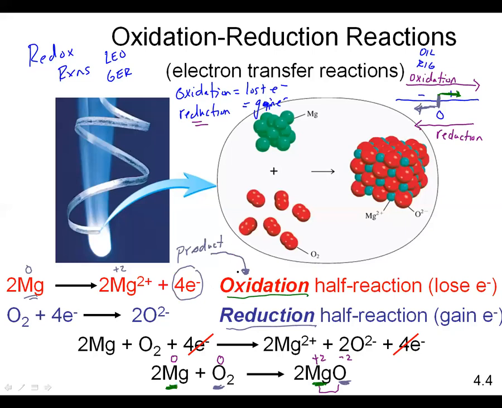Now, the opposite is true when we go through reduction. When we go through reduction, things are gaining electrons. Again, if we look at our oxygen here, it went from 0 to -2.